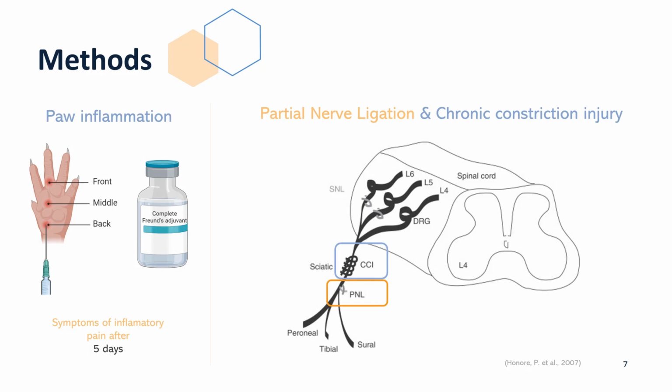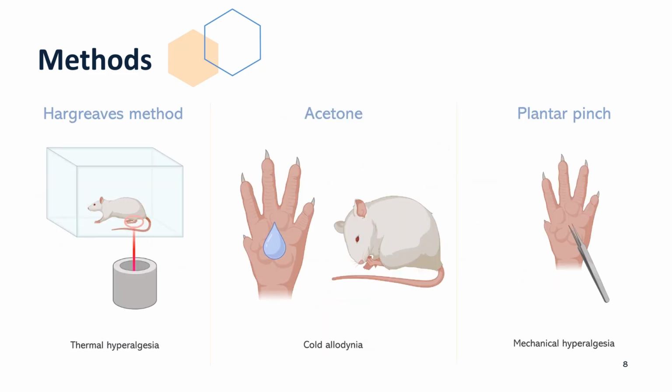The Hargreaves method was used to measure thermal hyperalgesia by applying an infrared heat source on the plantar region of the rats and measuring the paw withdrawal latency. To assess cold allodynia, a drop of acetone was placed on the plantar region of the animal's hind paws, and the duration of the reaction was measured. Mechanical hyperalgesia was tested with the plantar pinch method on sham and nerve-ligated animals. The skin within the plantar region of the hind paws was gently pinched, inducing short but measurable reactions.